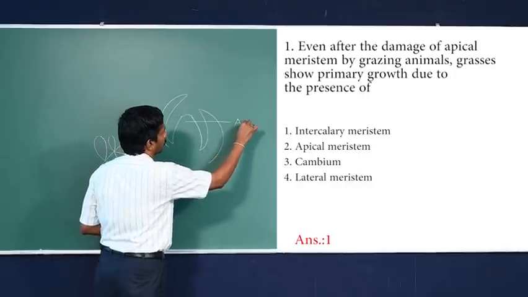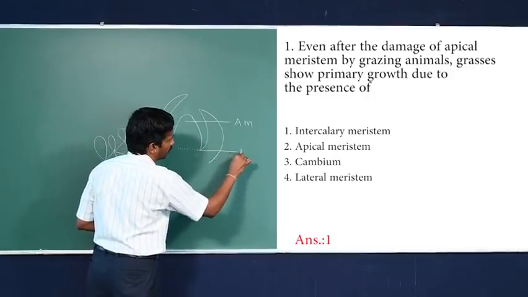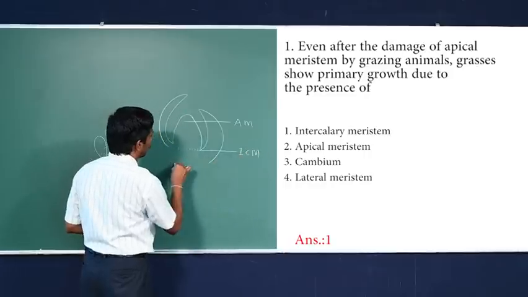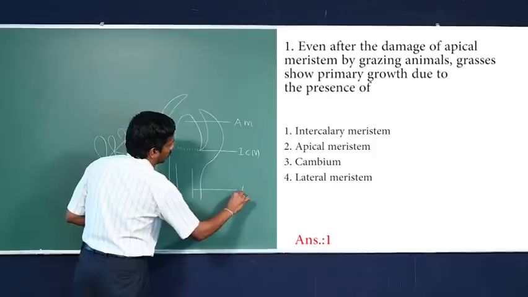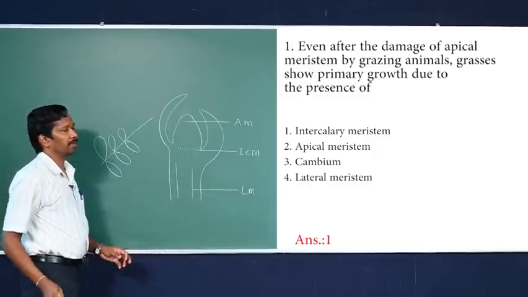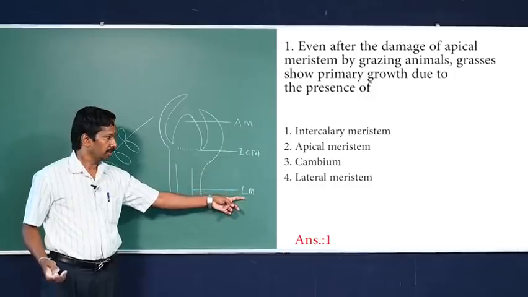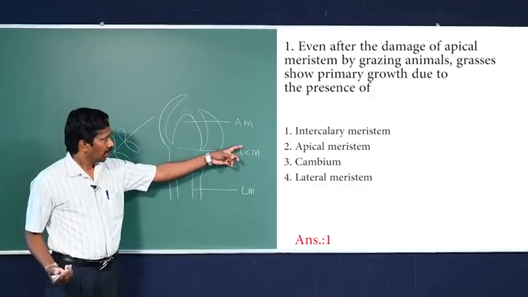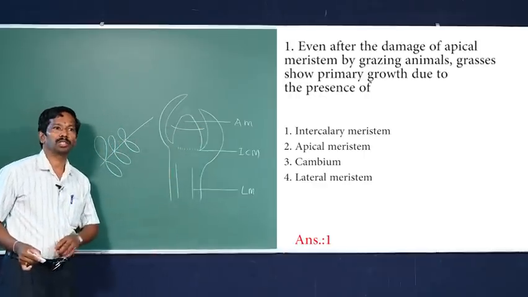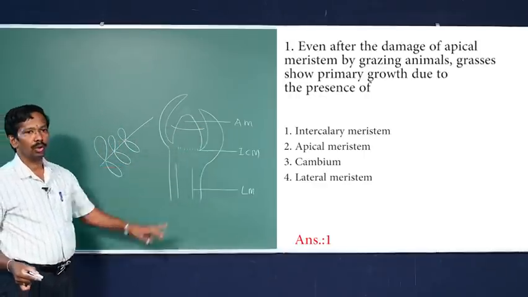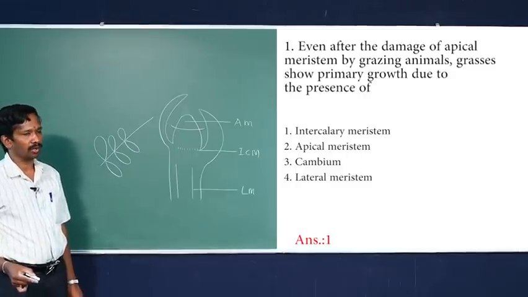One is apical meristem, the second one is meristem in between primary permanent tissue, which is called intercalary meristem, and the third one is lateral meristem. And primary meristem is represented by apical and intercalary meristem, and lateral meristem is often represented by secondary meristem. If apical meristem is removed, intercalary meristem is responsible for elongation of the stem. So the answer should be intercalary meristem in the case of grasses.